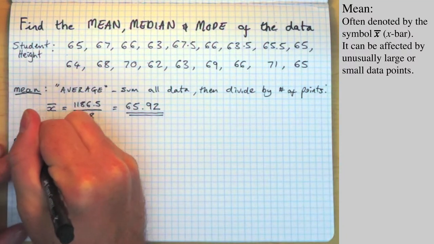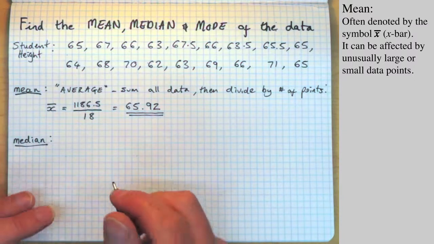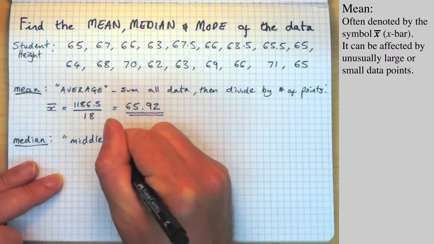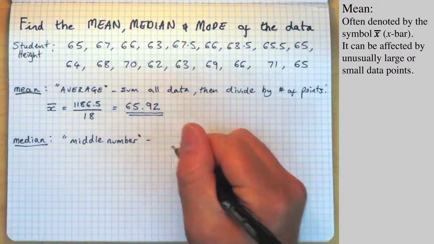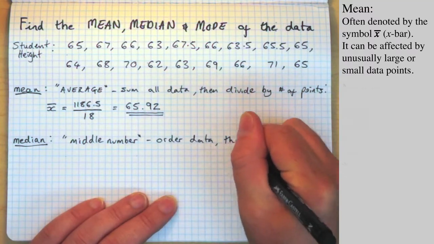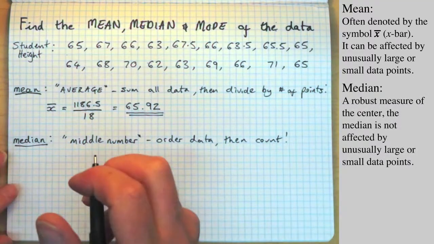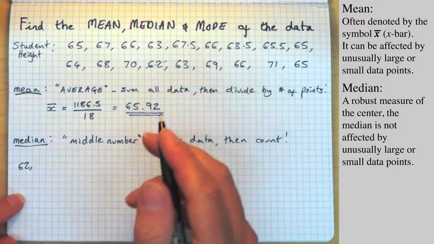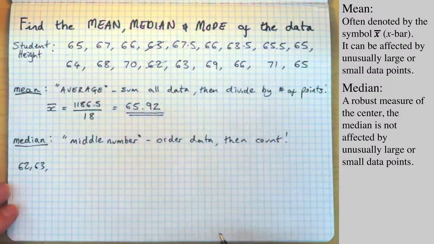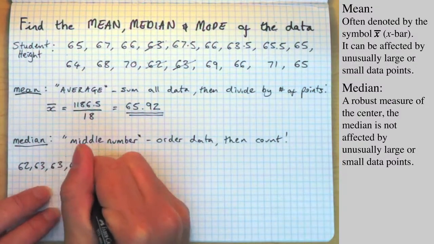The median of a data set can be referred to as the middle number. In other words, there are as many data points below the median as above it. That means to find the median, we're going to have to order our data. In other words, we're going to have to write it out again, starting with the smallest to the largest.